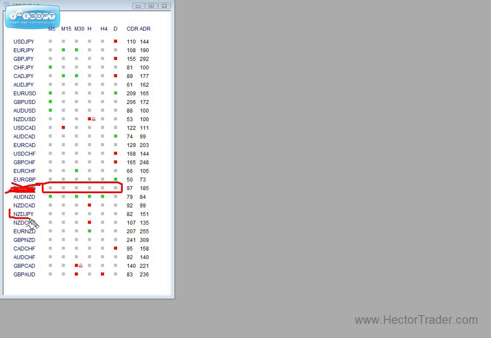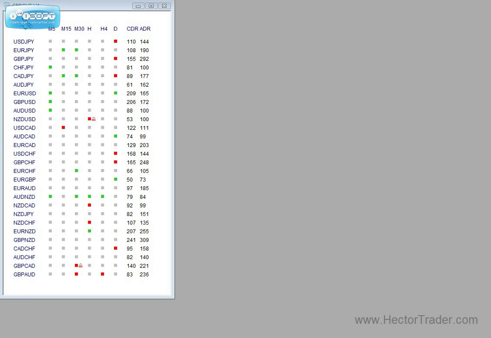Same thing for the New Zealand dollar against the Japanese yen, all of them in gray. Same thing for the GBP against the New Zealand dollar, all of them in gray. Australian dollar against the CHF, all of them in gray. Euro against the Canadian dollar, all of them in gray, etc., etc. I know this may sound rather silly and repetitive, but it really is a time saver. If it remains in gray, you don't even need to look at that chart.